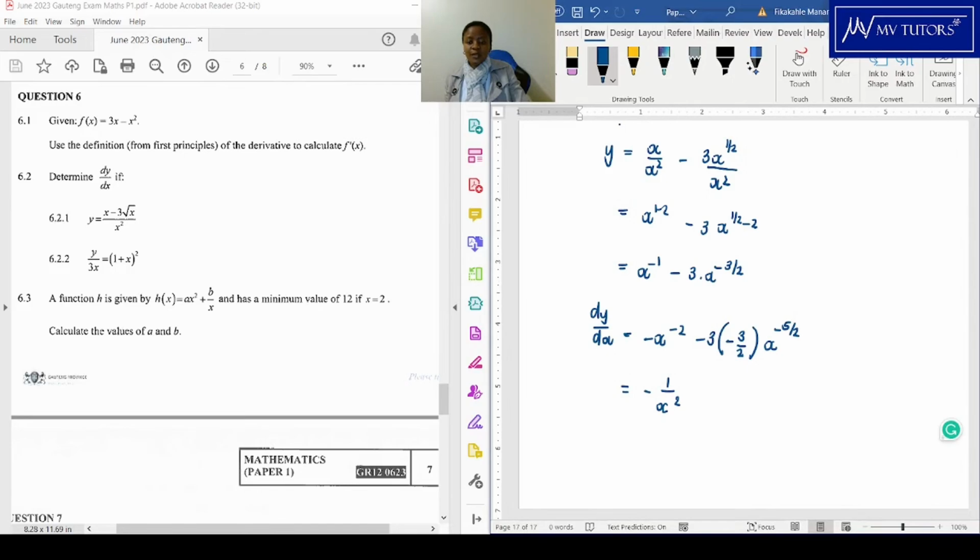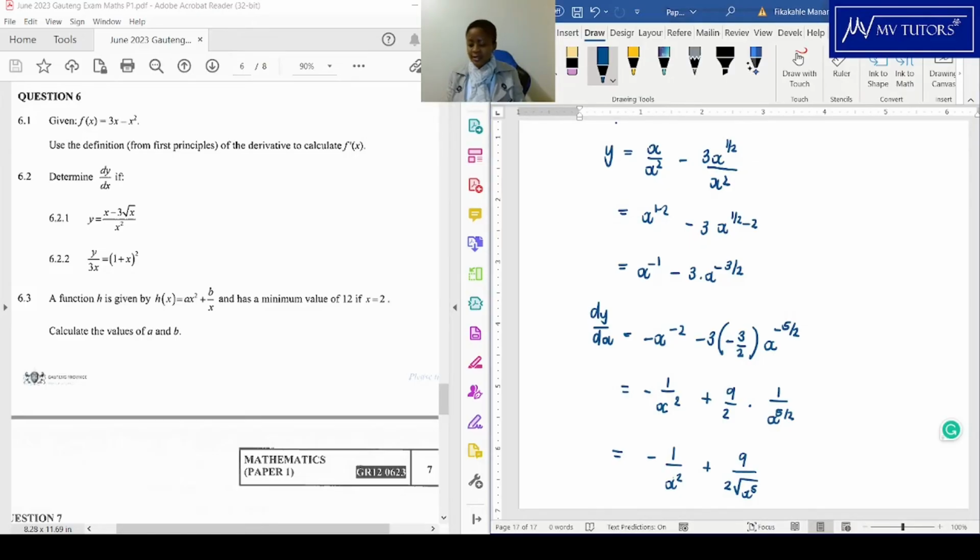And then we're going to multiply the negatives. So we have 9 over 2, and then x to the power negative 5 over 2. If you don't like the negative exponents, you can simply take it underneath, so you have x to the power 5 over 2. Then you can simplify it further. I don't think it's really necessary, but hey, why not? So we have 1 over x squared plus 9 over 2 root x to the power 5. That's how you can change x to the power 5 over 2.